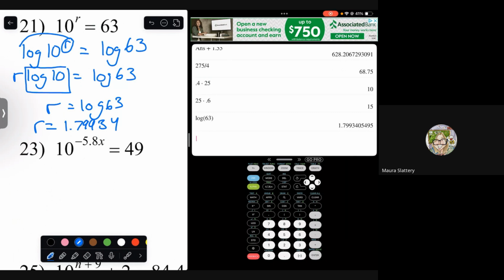Was everyone able to do this on their calculator? Yeah. We're all good?